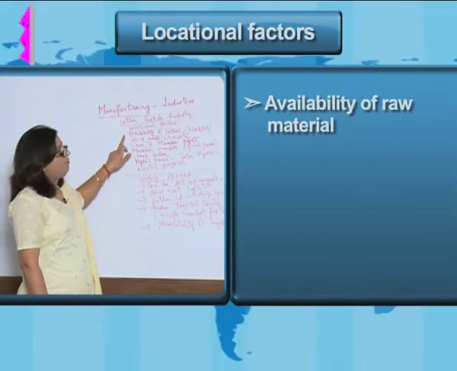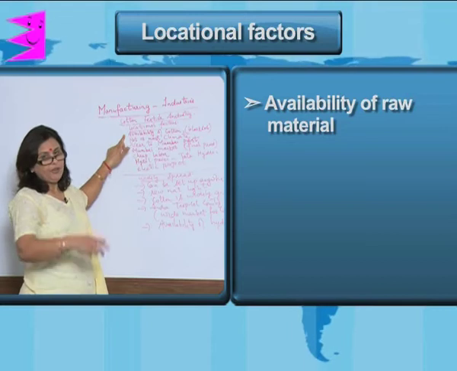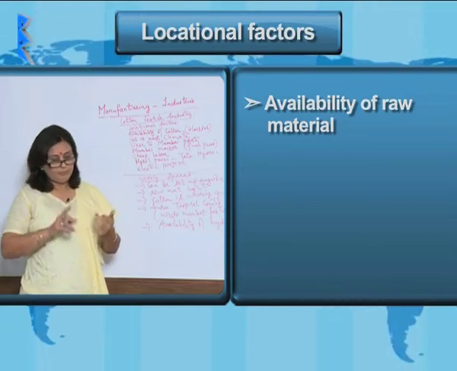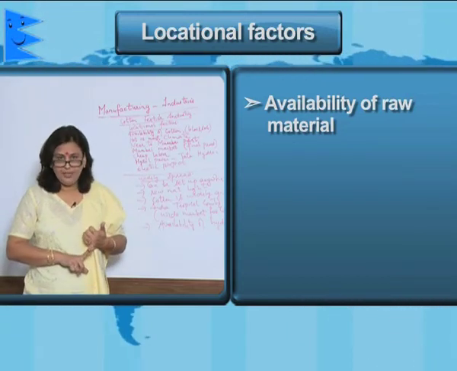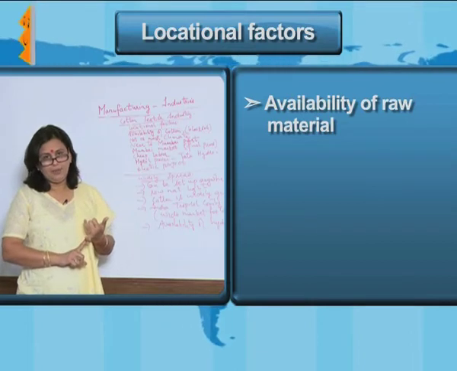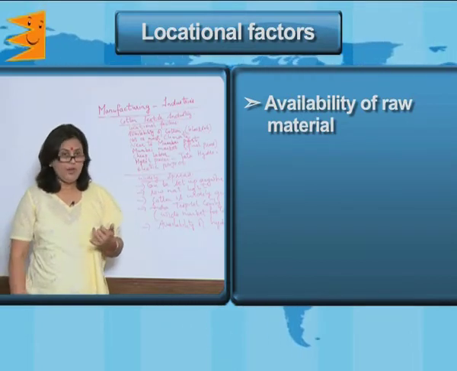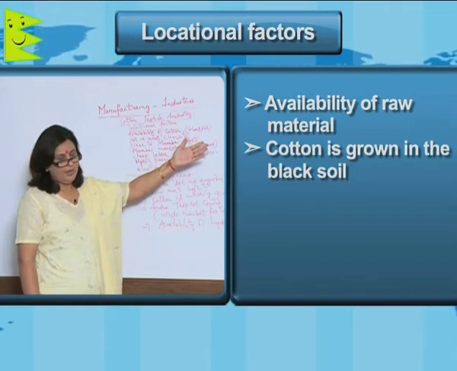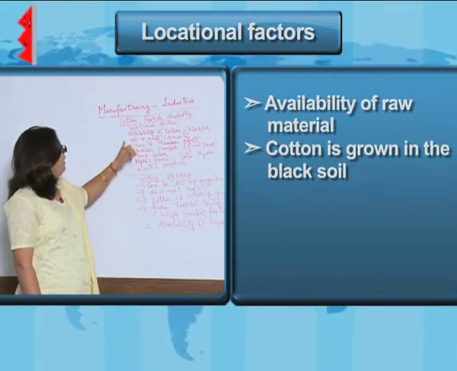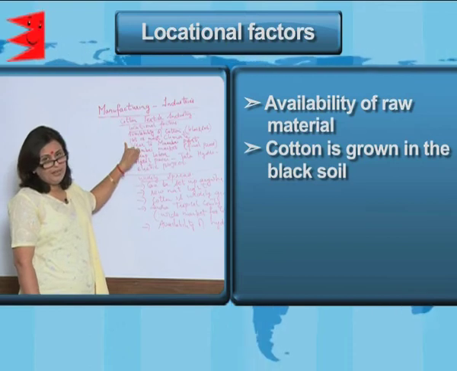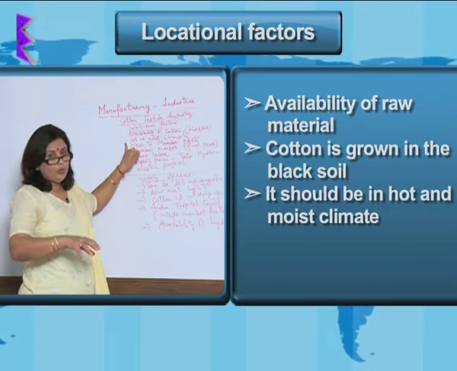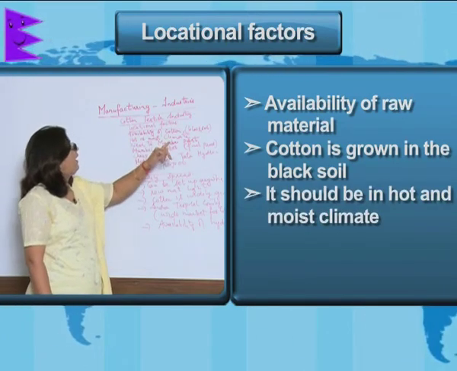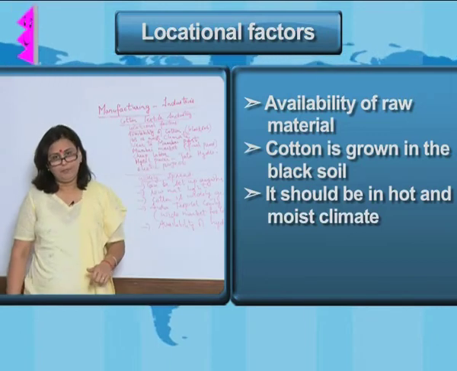the availability of the raw material. And availability of raw material means cotton is easily available. And where is cotton grown? Cotton is grown in the black soil in India. Well, another very important factor is that it should be in a hot and moist climate.